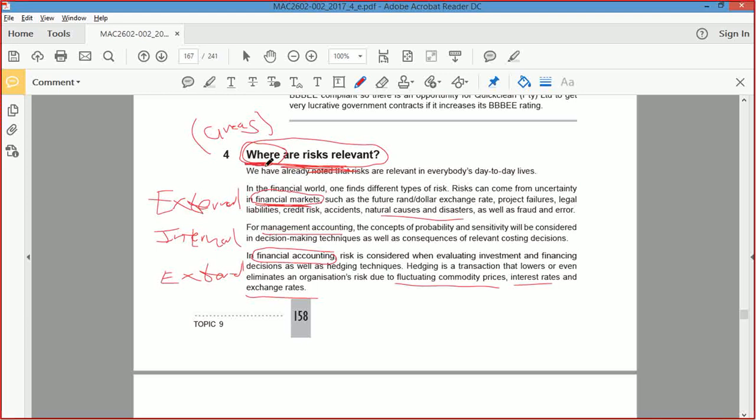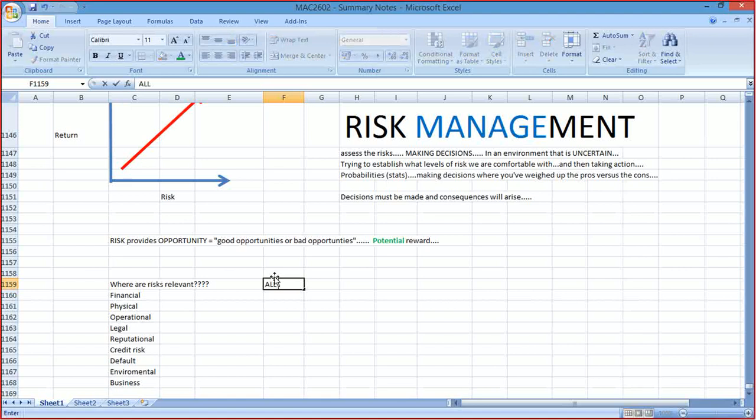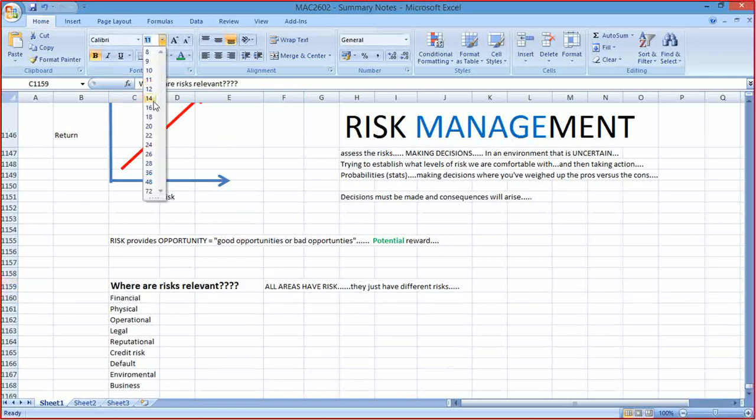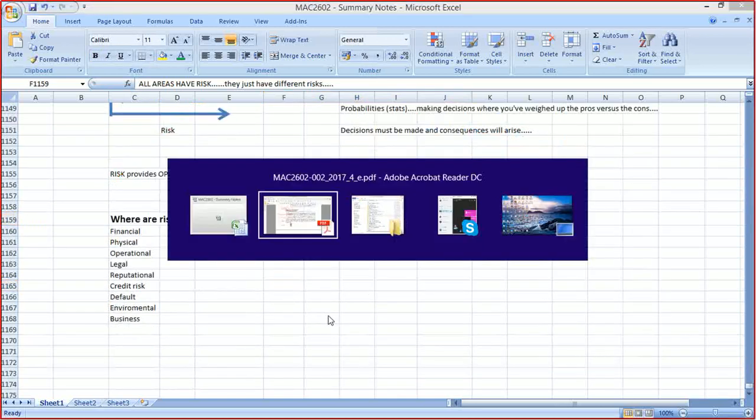So when talking about where risks are relevant, risks are relevant in all areas. All areas have a certain level of risk. All areas have risk. They just have different risks. And remember, risks are good and bad. It's not only the bad. So in certain areas we can have good things happening, we can also have bad things happening.